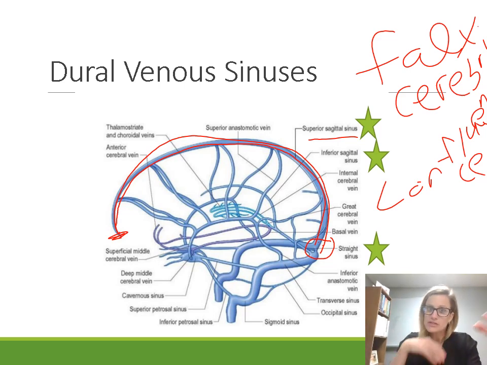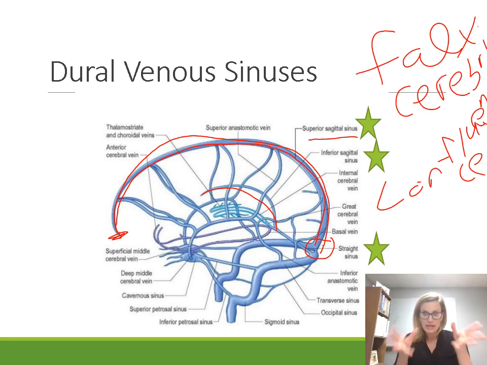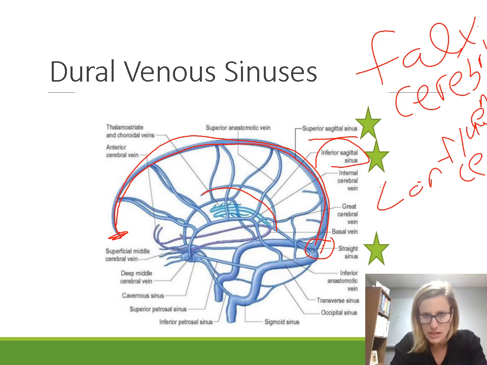The inferior sagittal sinus is inferior to that. It still goes along the sagittal plane, but it's right here, and it goes along the bottom of the falx cerebri. So it drains blood inferior to the falx cerebri, the fold that goes down the longitudinal fissure. It goes back, but it doesn't go all the way back into the confluence of sinuses.